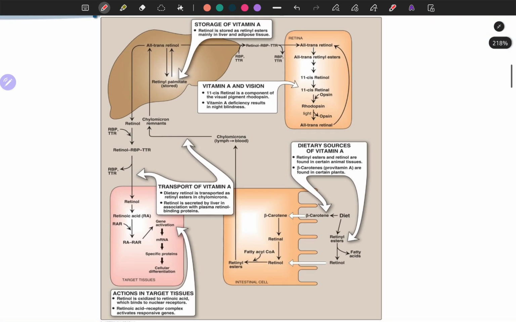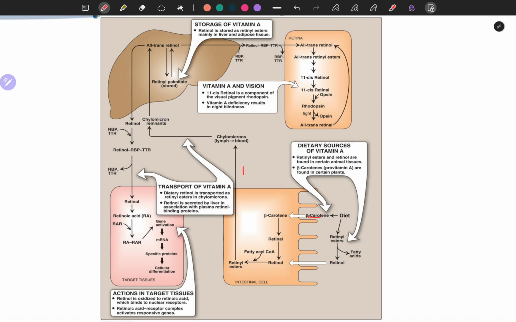So the dietary sources can be plant as well as animal. Plant, I told you, beta carotene. Animal, in the form of retinyl esters. The fatty acid is removed, it forms retinol and gets absorbed. This beta carotene gets converted to retinal, then reduced to retinol, again re-esterified with fatty acids, forming retinyl esters in the intestinal cell, transported in the form of chylomicron and stored in the liver.